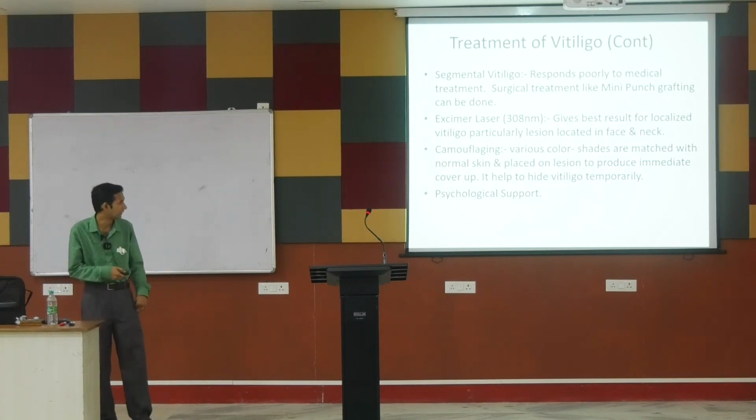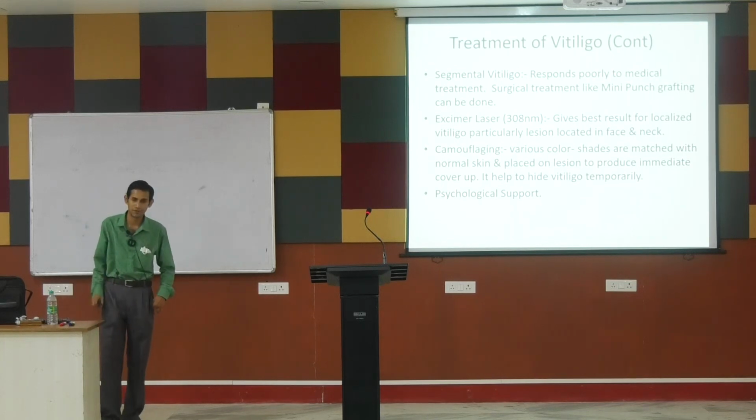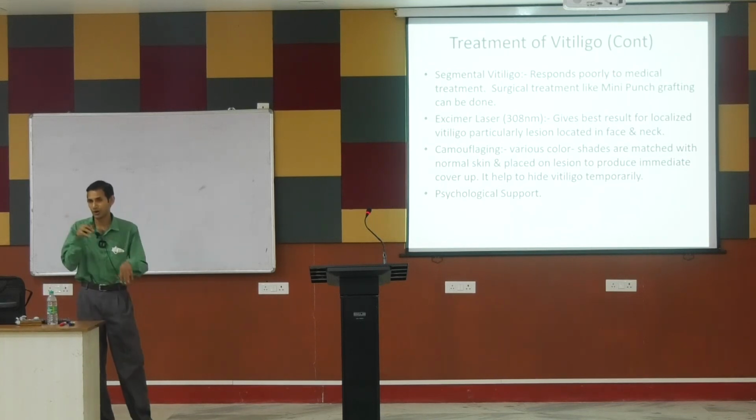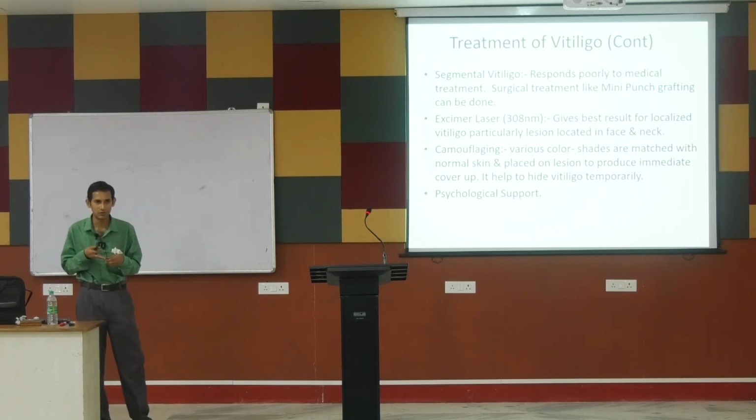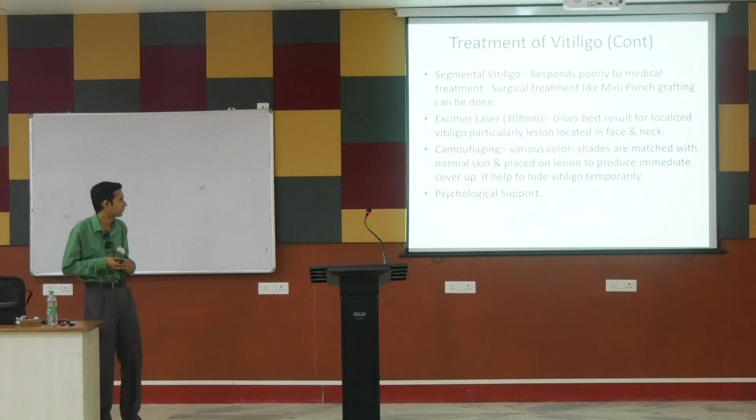Now coming to the other aspect of treatment, that is the excimer laser. Excimer laser emits a wavelength of 308 nanometers, and it produces the best result for localized or focal vitiligo, particularly vitiliginous skin affecting the face and neck. In that case, you can do the excimer laser. Excimer laser can be done 2 days a week or 3 days a week. But the most important thing is that the vitiligo should be focal or localized, and cost is also a very important factor.